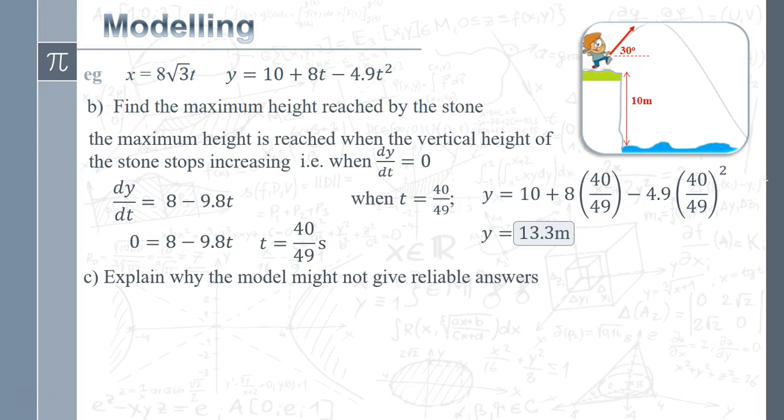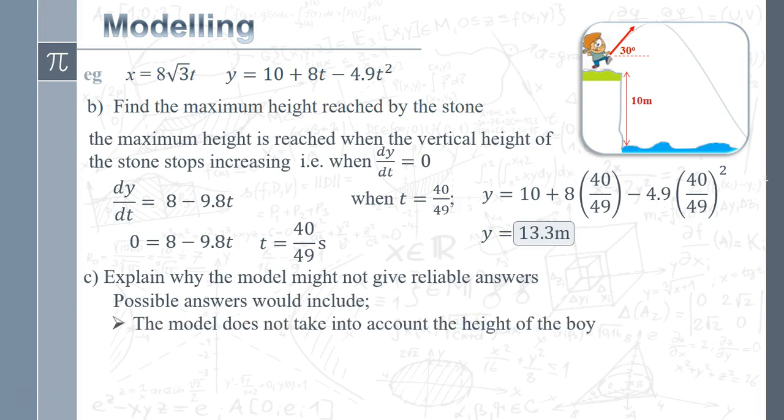Finally, with a lot of modelling questions, you're going to get these kind of things, which ask you to discuss why you think it might not be the most reliable model in the world. Possible answers we can come up with here might be to do with, for example, the model doesn't take into account the height of the boy. We're talking about a 10-metre cliff, but this boy, how tall is the boy? Is he throwing the stone from above his head? Is it an underarm throw, shoulder level, whatever? We've got no information about that.